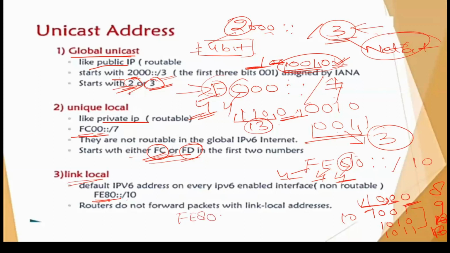So for link local address, we have some combination. It can be FE80 colon colon slash 10. This is the first. Second can be FE90, right? Third can be FEA0 and the last FEB0. It can be used for your link local address. But now in most cases you will see this IP FE80.